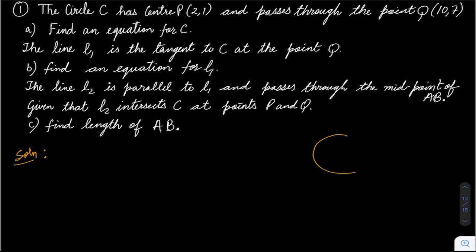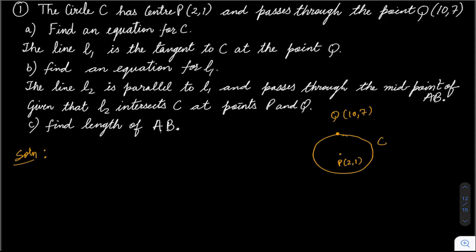Okay, so let's draw a circle. There is a circle, there is center P (2, 1), there is a point Q on the circle. It's not given where, but it lies on the circle. So let's take point Q here. This is my circle C, and we have to find its equation.